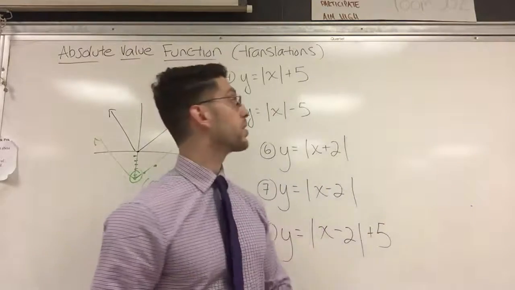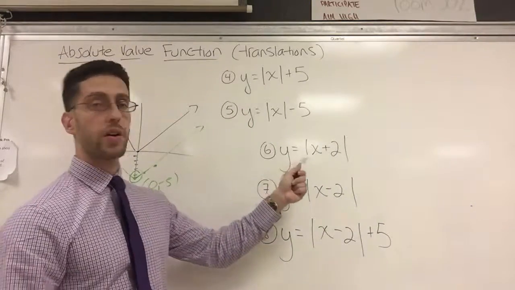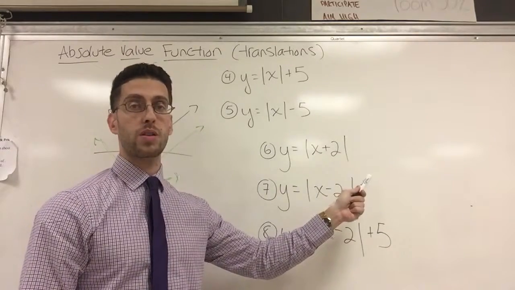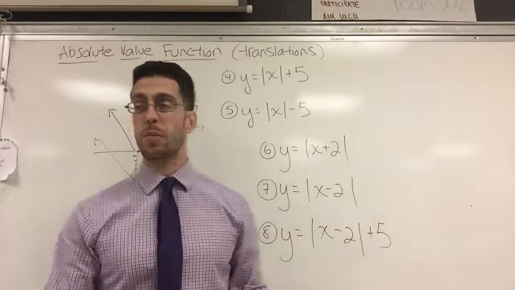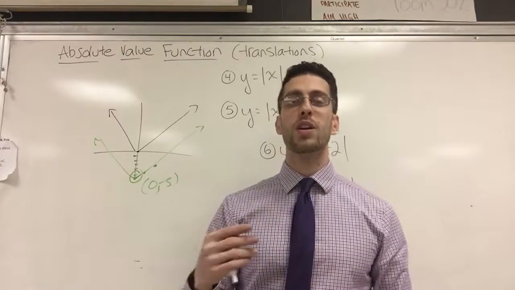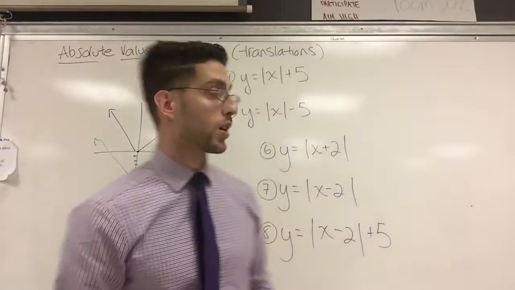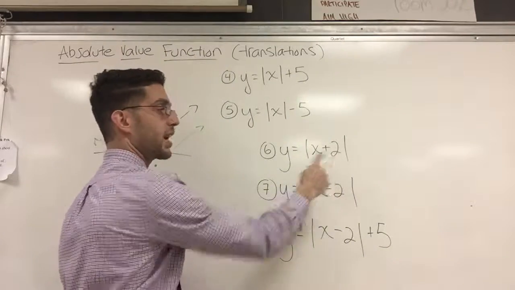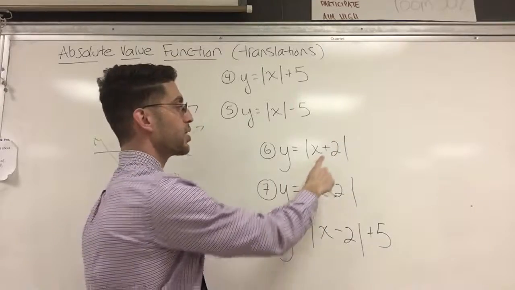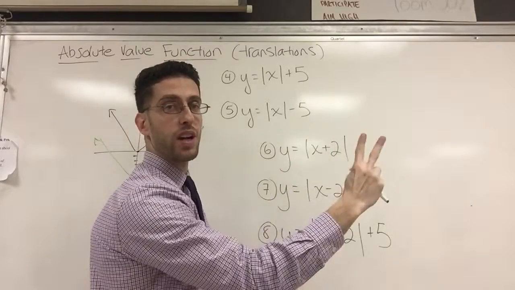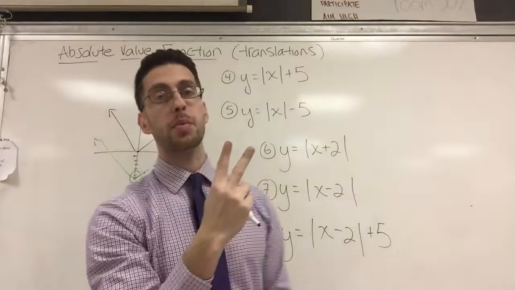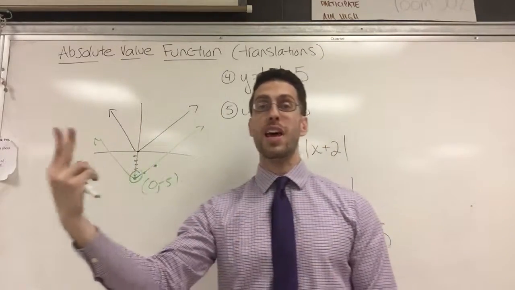Guess what happens if you add 2 inside the absolute value bars? So you can do this a couple ways. You can make a table like I had a minute ago. You can type it in the calculator, or you can just learn the shortcut. Here's the shortcut. If there's a number inside, it doesn't move it up or down. It actually moves it left and right. And you might say, oh, positive, that's going to move it to the right. It's actually the opposite. When the number's inside, it actually does the opposite. +2 makes it go to the left.